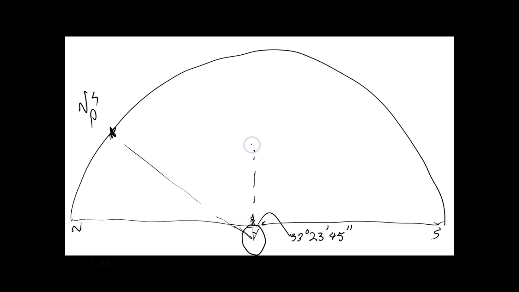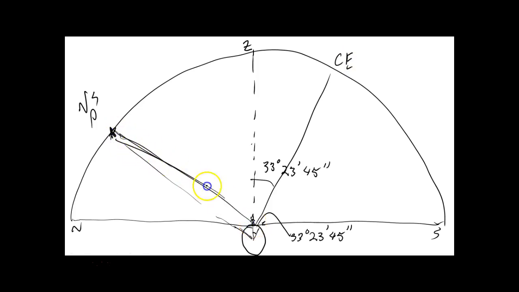This point directly overhead is called our zenith, okay? Now, that's where we're standing. So the celestial equator would be 33 degrees, 23 minutes, and 45 seconds from our zenith, because that's directly overhead us. This is the celestial equator. Sort of get a feel for it here? And then this is 90 degrees from that. There's the North Star. That should be 90 degrees. I don't know if it is or not, but you can imagine it is. I don't draw well.